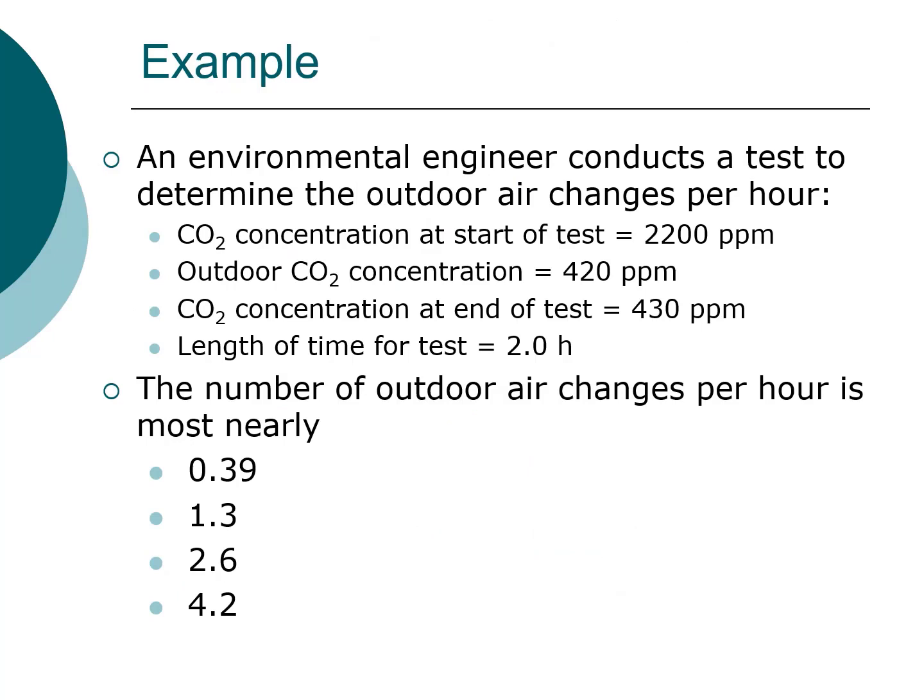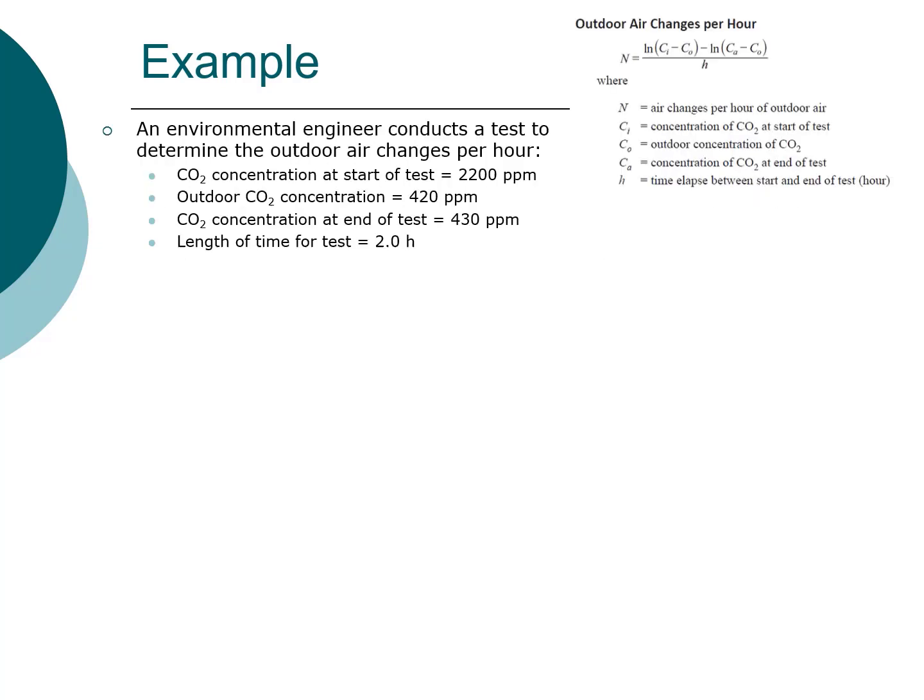So again, we have a set of data that's provided to us. An environmental engineer conducts a test to determine the outdoor air changes per hour. We have a CO2 level at the start of the test. We have the outdoor CO2 concentration. We have the concentration at the end of the test, which is 2 hours. And you're asked for the number of outdoor air changes per hour. Again, you're given a number of choices.